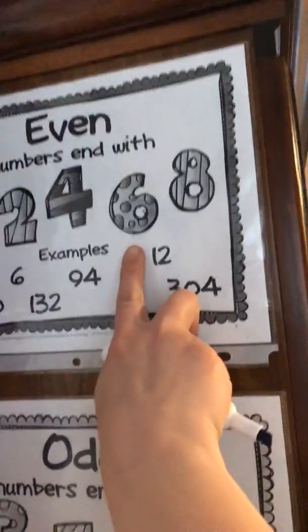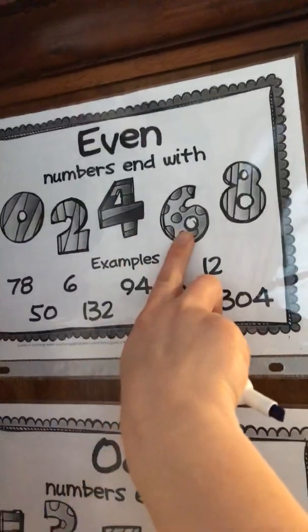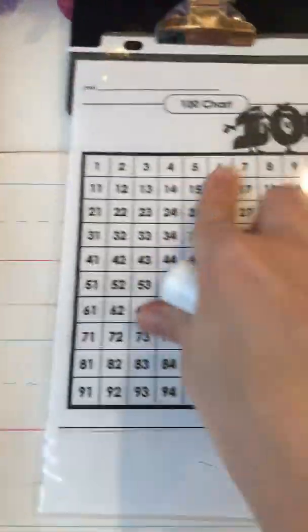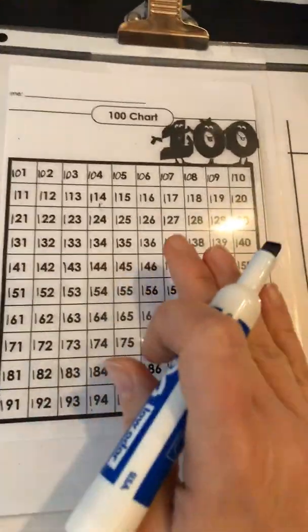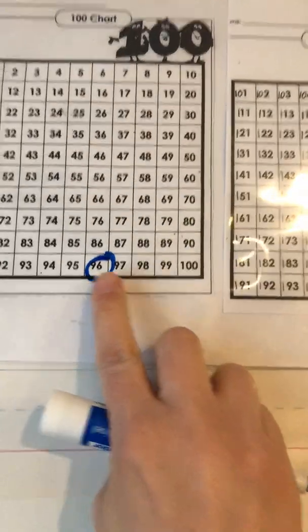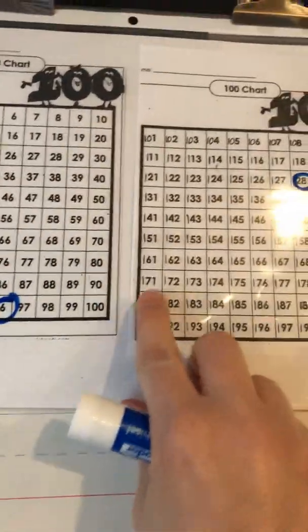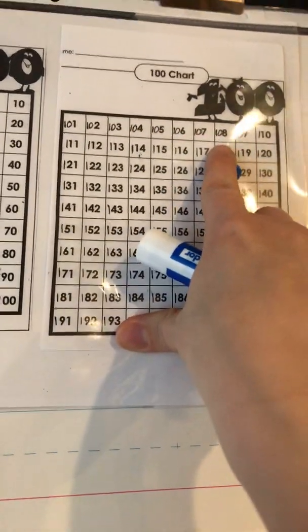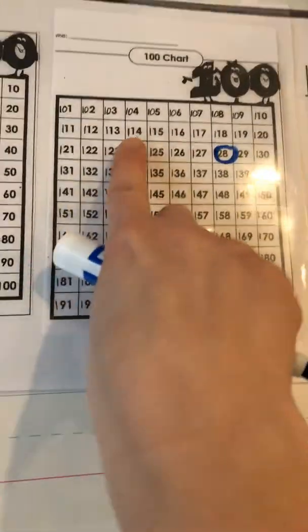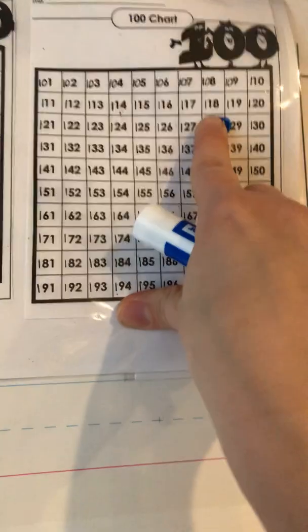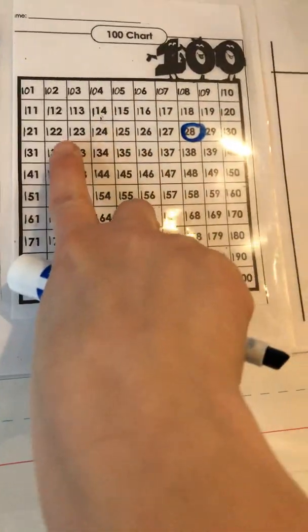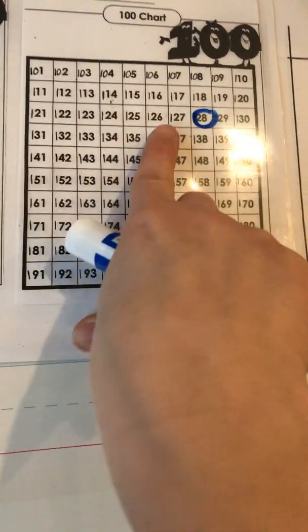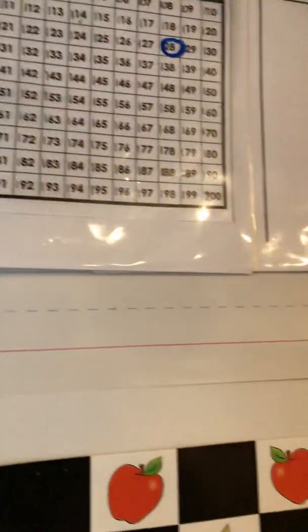Now we're starting with 96, which is an even number. So we're going to be counting all even numbers. So let's start with 96. And we're going to go to 128, counting by twos. Begin. 96, 98, 100. Here we go. 102, 104, 106, 108, 110. 112, 114, 116, 118, 120, 122, 124, 126, 128.